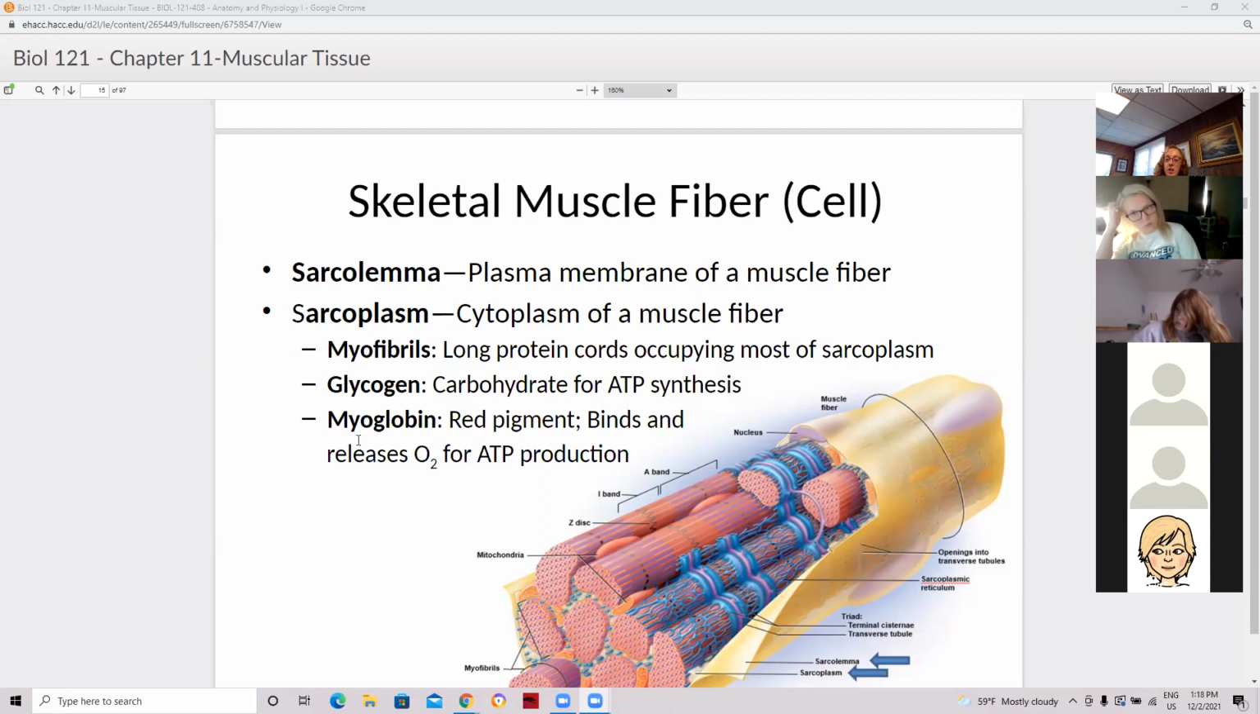Myoglobin, if you think hemoglobin, myoglobin is a derivative of hemoglobin that's found specifically in muscle. Hemoglobin binds oxygen and carries it in the blood. Myoglobin binds oxygen and keeps it in the muscle.